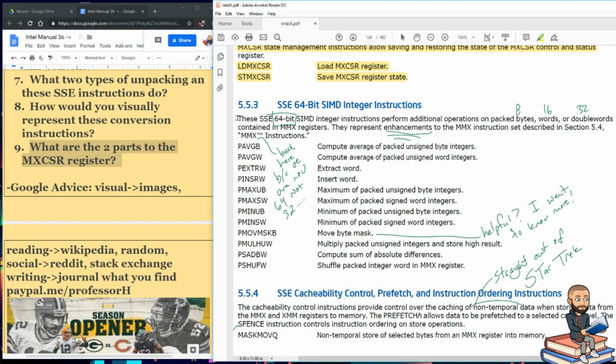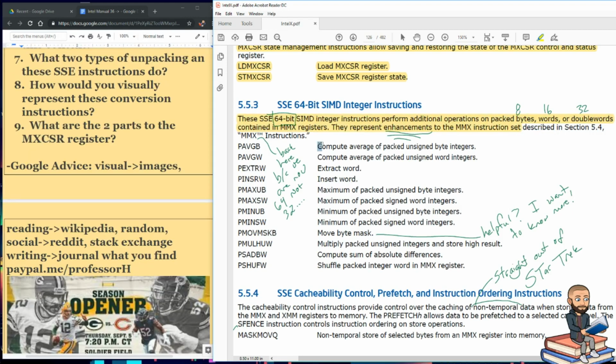Alright, so that's the MXCSR register. Next is the SSE 64-bit SIMD integer instructions. So, yep, we got integers inside these floating point things. It says these instructions perform additional operations on packed bytes, words, double words, all contained in the MMX registers, and they represent enhancements to the MMX instruction set. So in the beginning was MMX, and then came XMM. So the tricky thing about that is it's using the same registers, just there's more of them now. After that we'll get YMM and then ZMM.